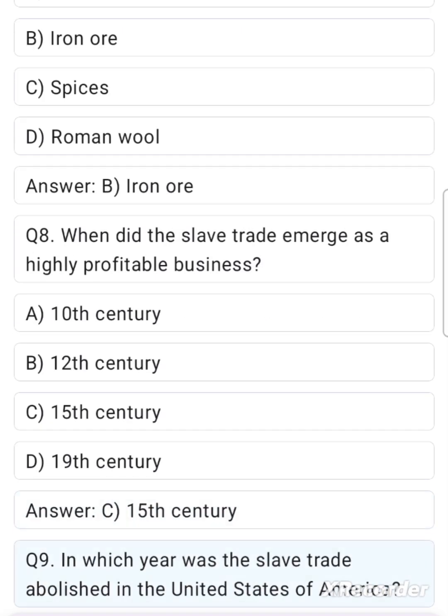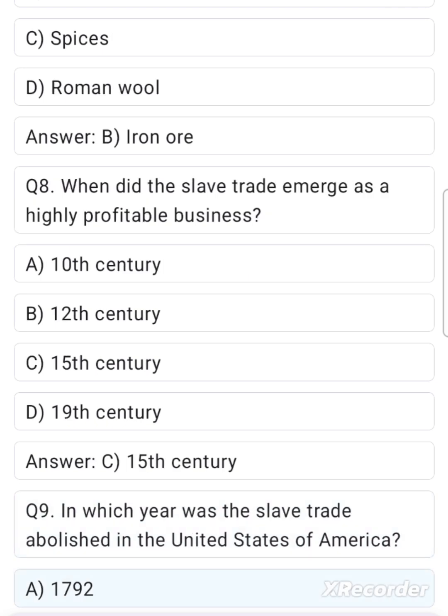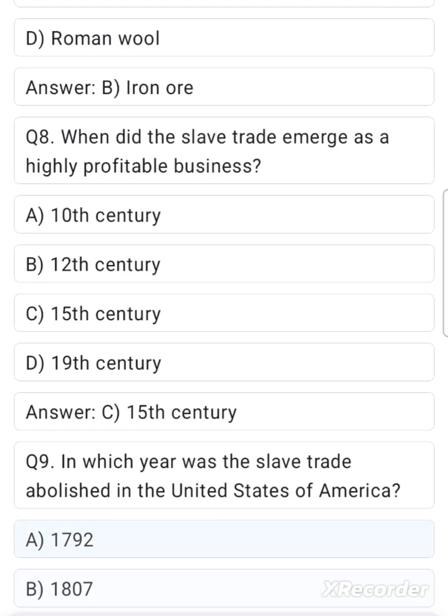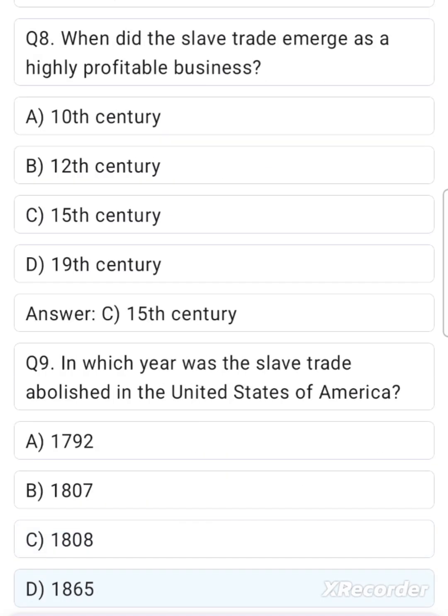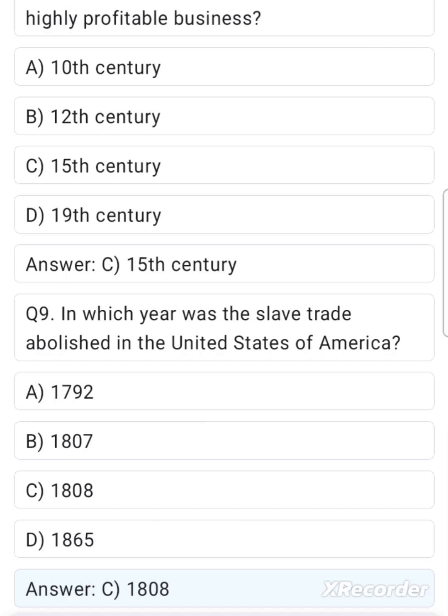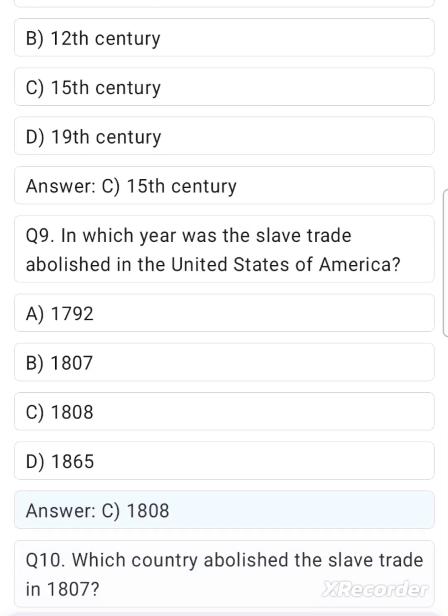Q9. In which year was the slave trade abolished in the United States of America? A. 1792. B. 1807. C. 1808. D. 1865. Answer. C. 1808.